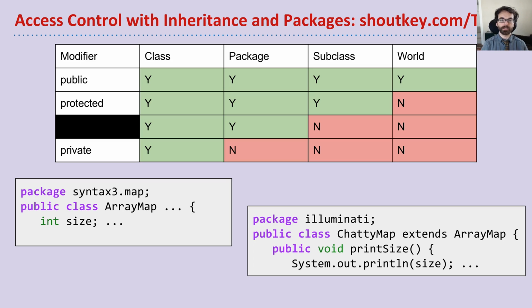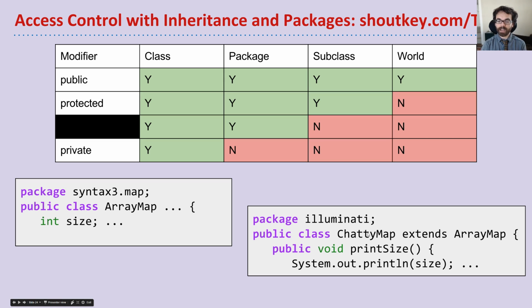I have a couple of trickier questions here to test your understanding. The first question is, consider this case. We have a class called ArrayMap that's part of the Syntax3.map package, and we have a package private variable called size. Over here we have a package known as Illuminati, so named because it's going to peer inside of an ArrayMap, and it is going to have a class called ChattyMap, which extends ArrayMap.